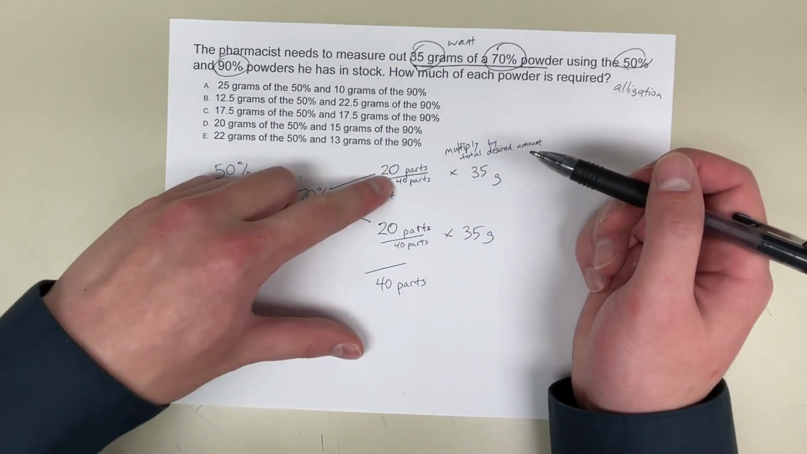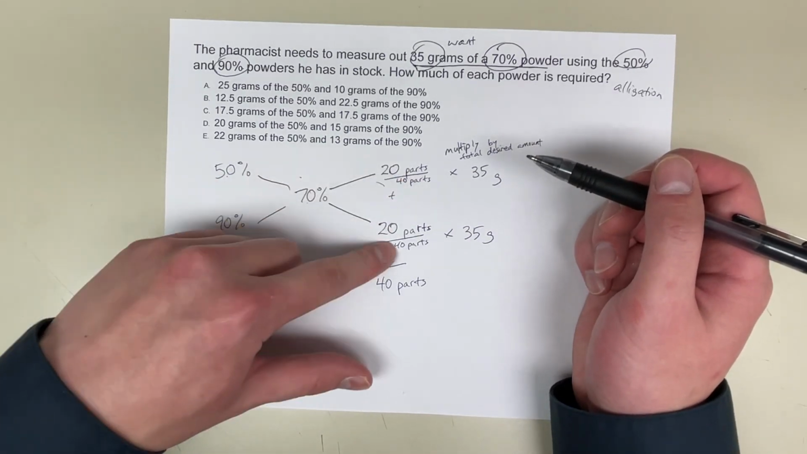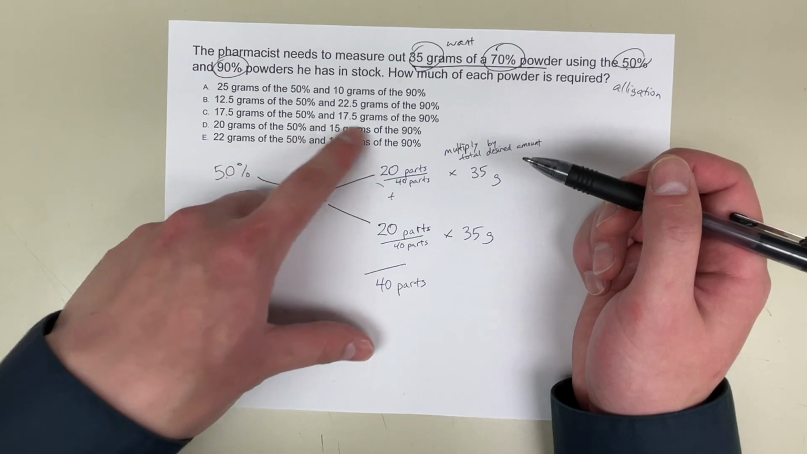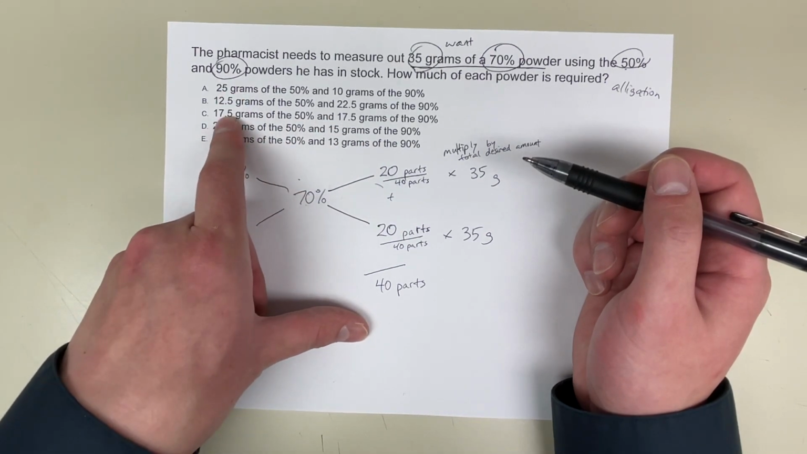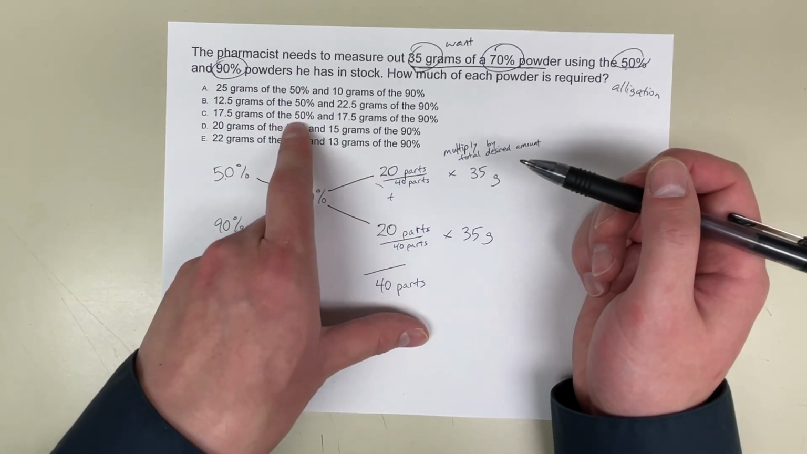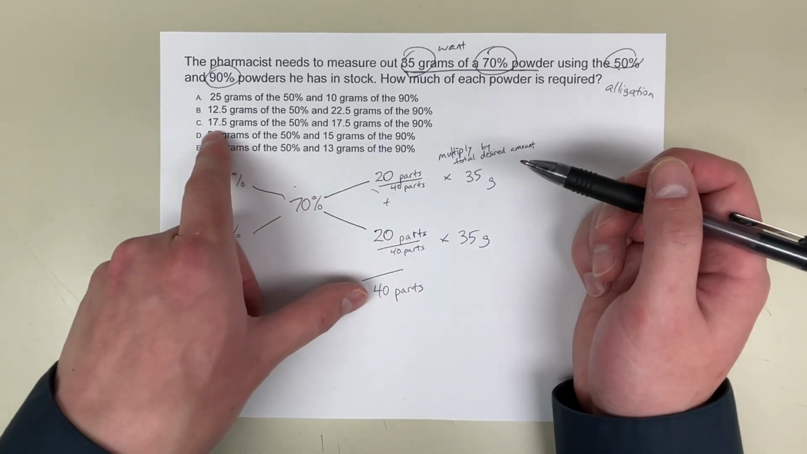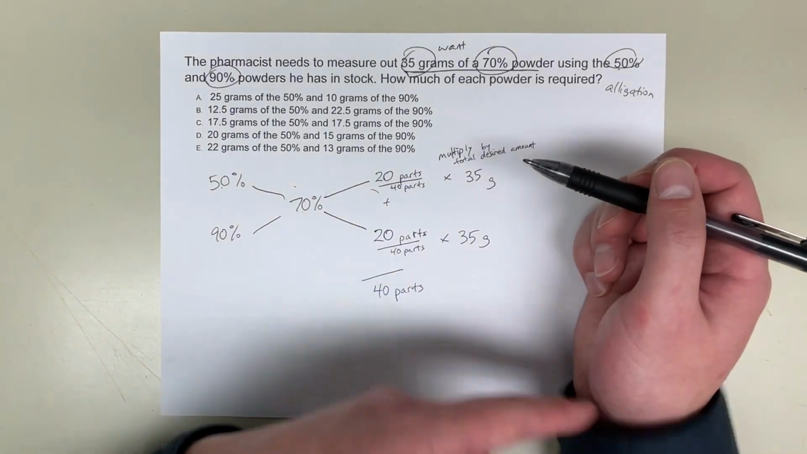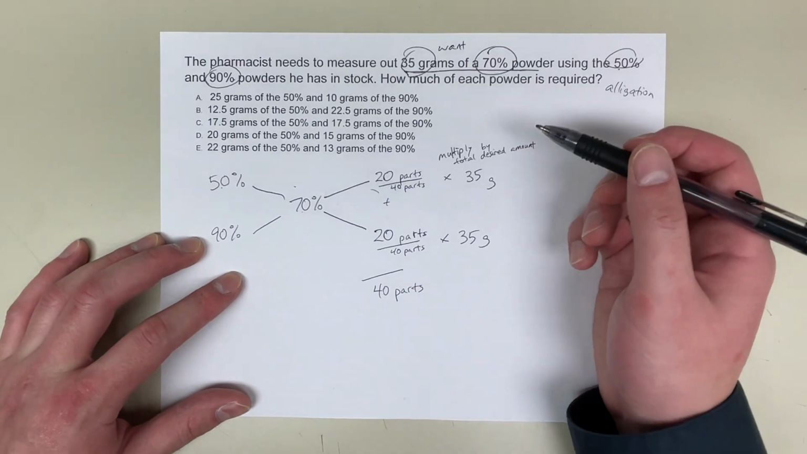And so you notice that these amounts are equal. So there's only one choice that has equal amounts. See the 17.5 and 17.5 of both the stocks? That's how I know already C is the answer. But I'm just going to continue on so you can see how I did it.